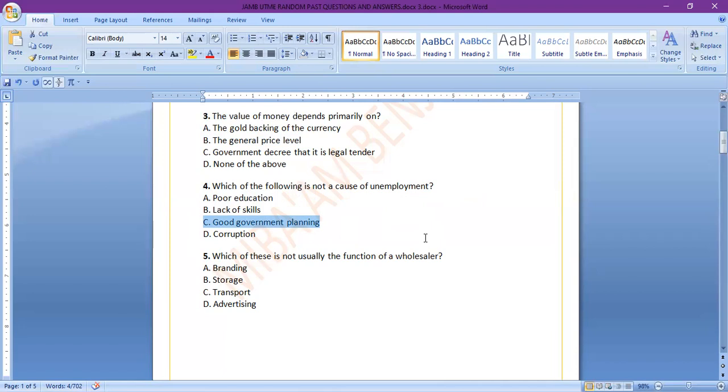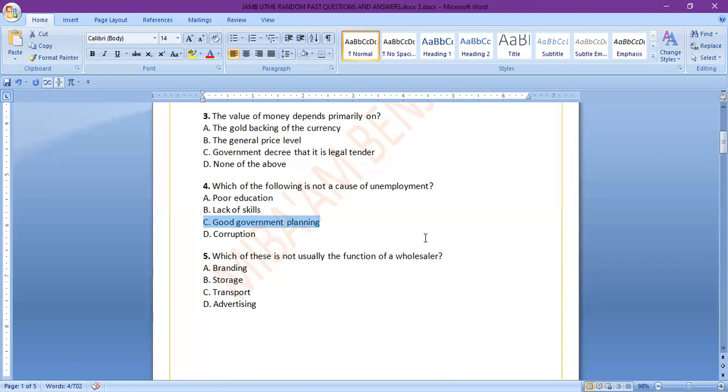Number 5, which of these is not usually the function of a wholesaler? In economics, the production process is complete only when the good that is produced by the manufacturer or the producer reaches the consumer. But in between the process, there are two important individuals, that is the wholesaler and the retailer. So in this case, which is not usually the function of a wholesaler? The wholesaler is just part of a distributor.